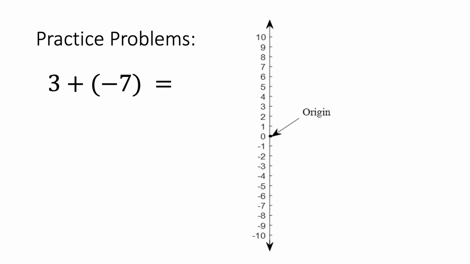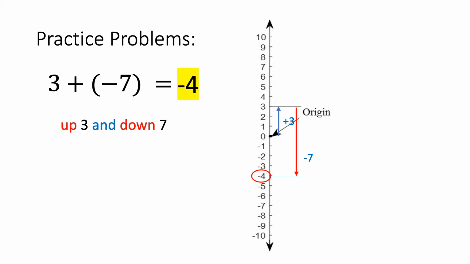Next we can look at 3 plus negative 7. Up 3 from 0, and then down 7 for negative 7. And we land on negative 4.